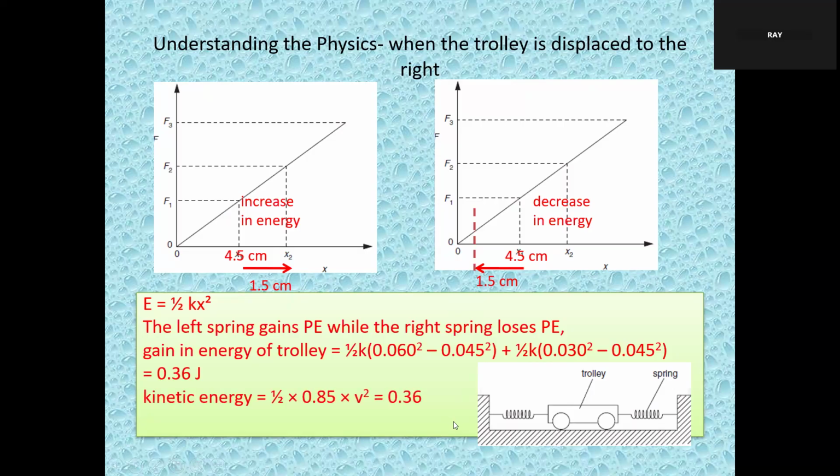Half, right? Mass is given. The mass of the trolley is given. Change it to kilograms. V squared equals to 0.36. Then calculate your V. Can or not? Yeah. Right.